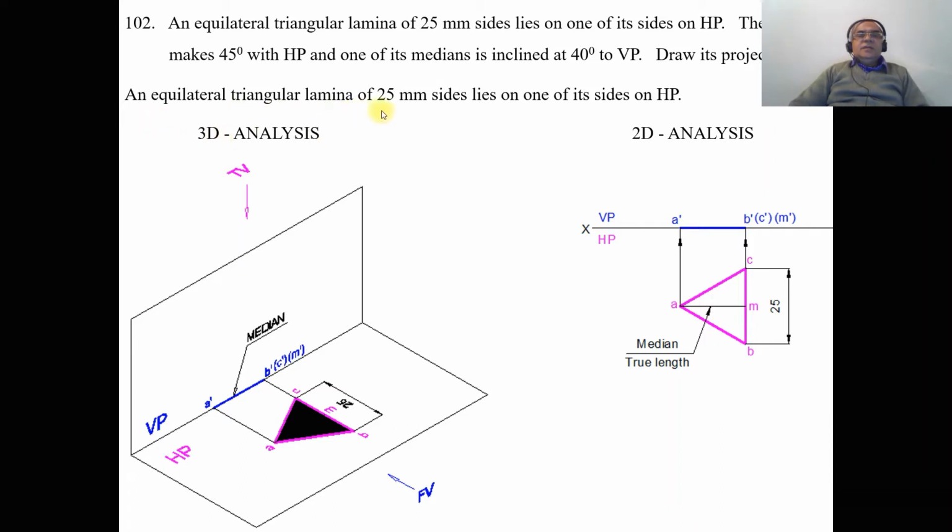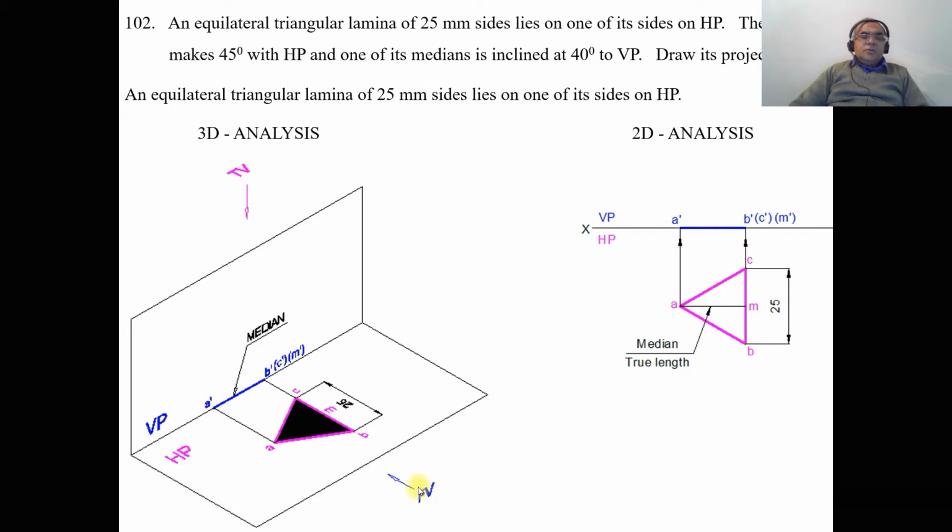So it says an equilateral triangular lamina of 25 mm sides lies on one of its sides on HP. Since the lamina makes 45 degrees to HP, obviously the surface inclination is given with respect to HP, and also one of the sides is resting on HP. Obviously we have to start the problem from the horizontal plane. So here first we are going to draw an equilateral triangle with one of its sides on HP, and make that side perpendicular to VP.